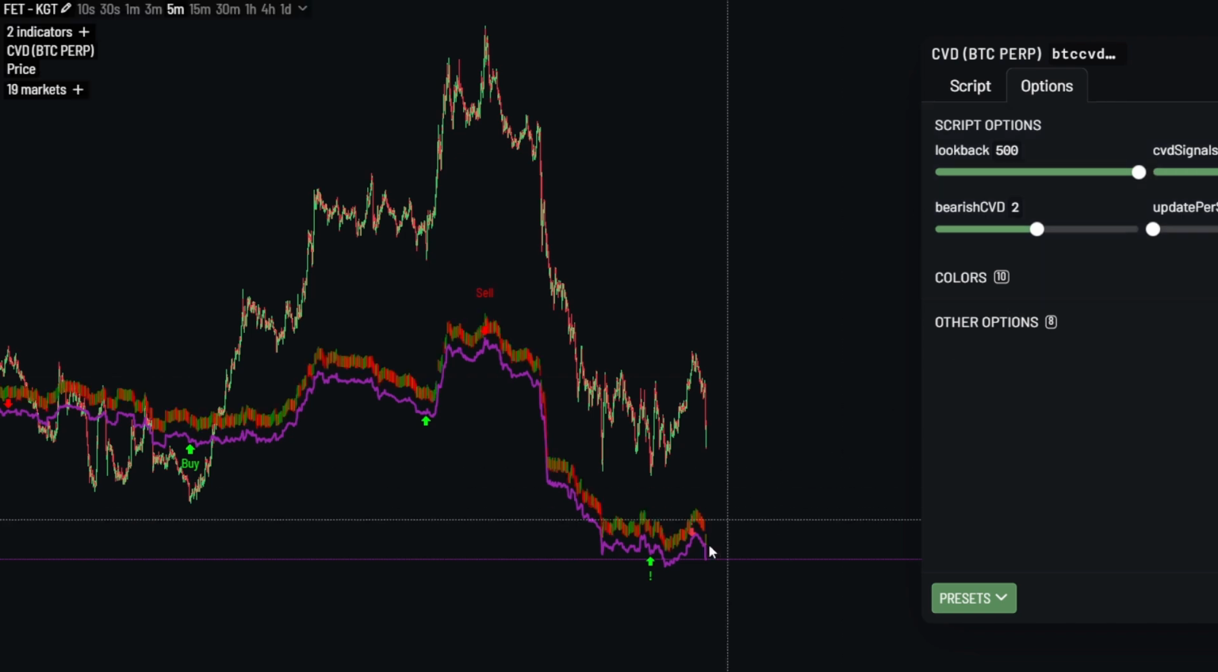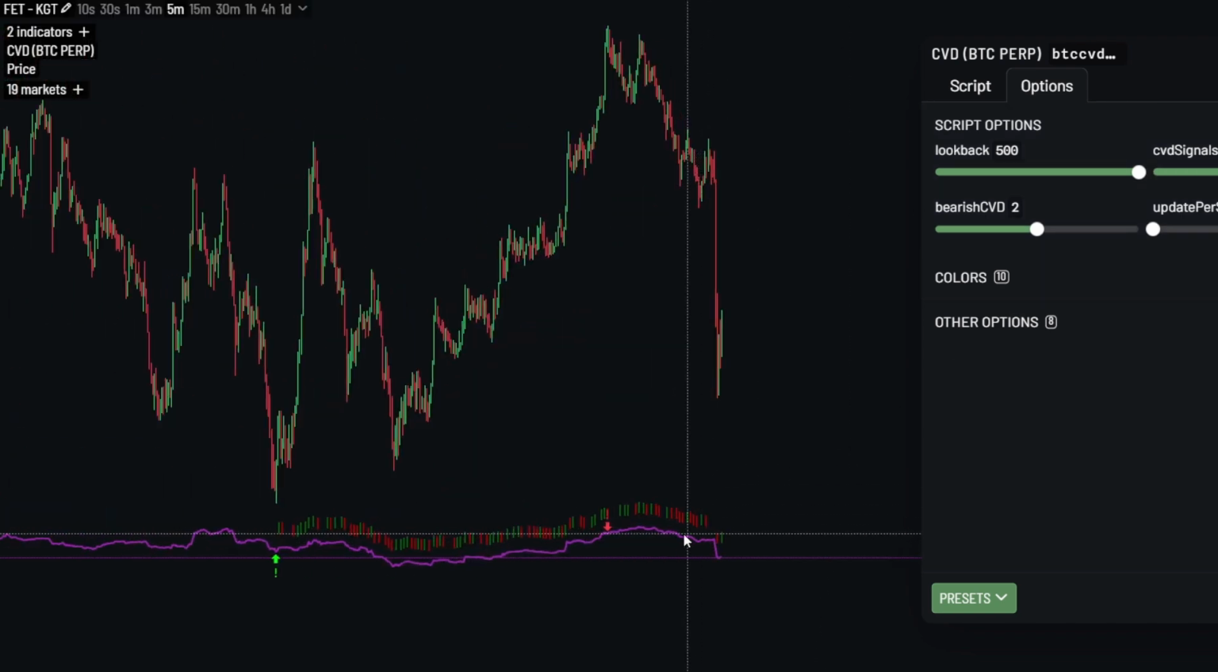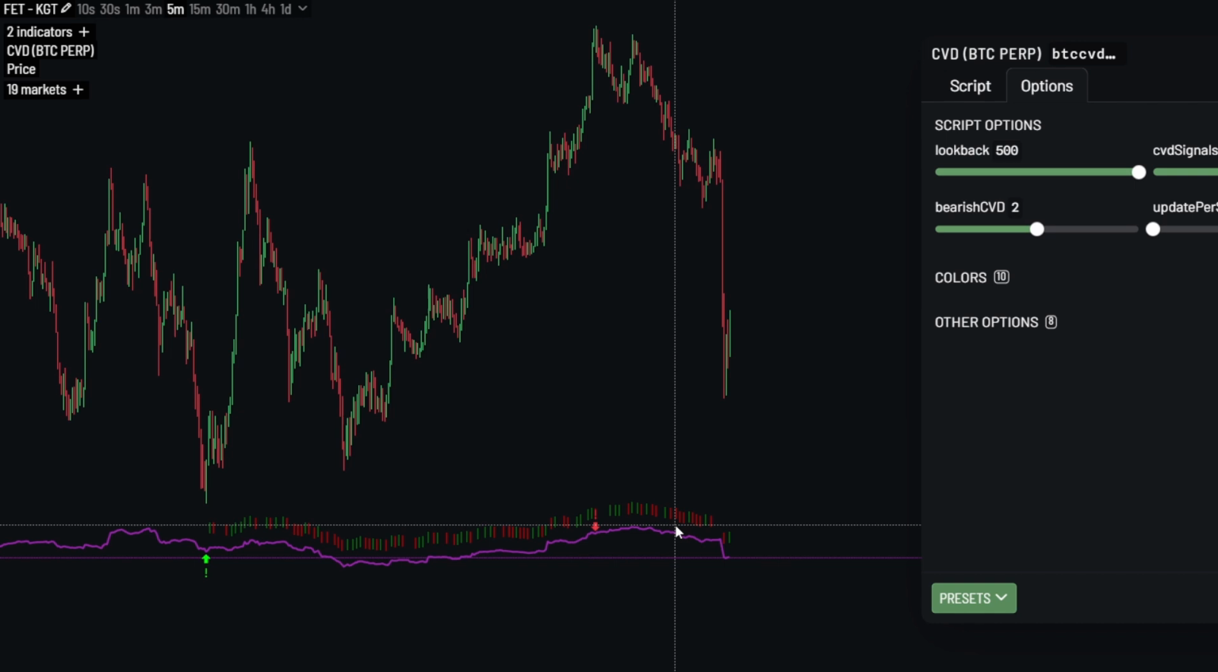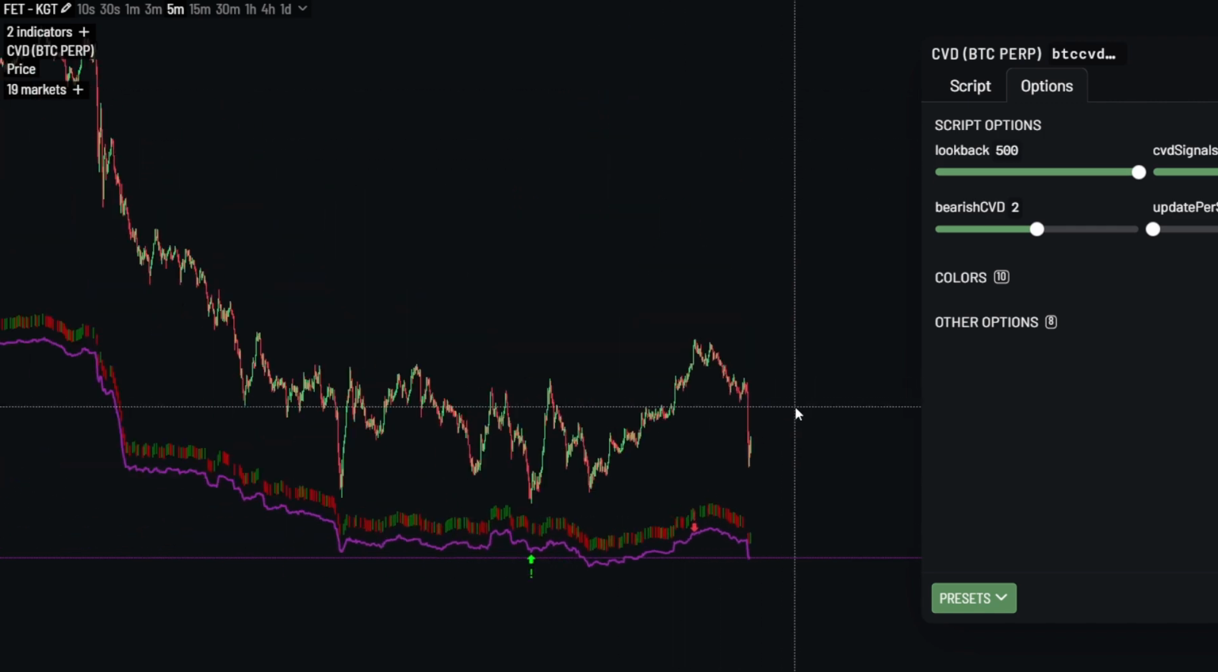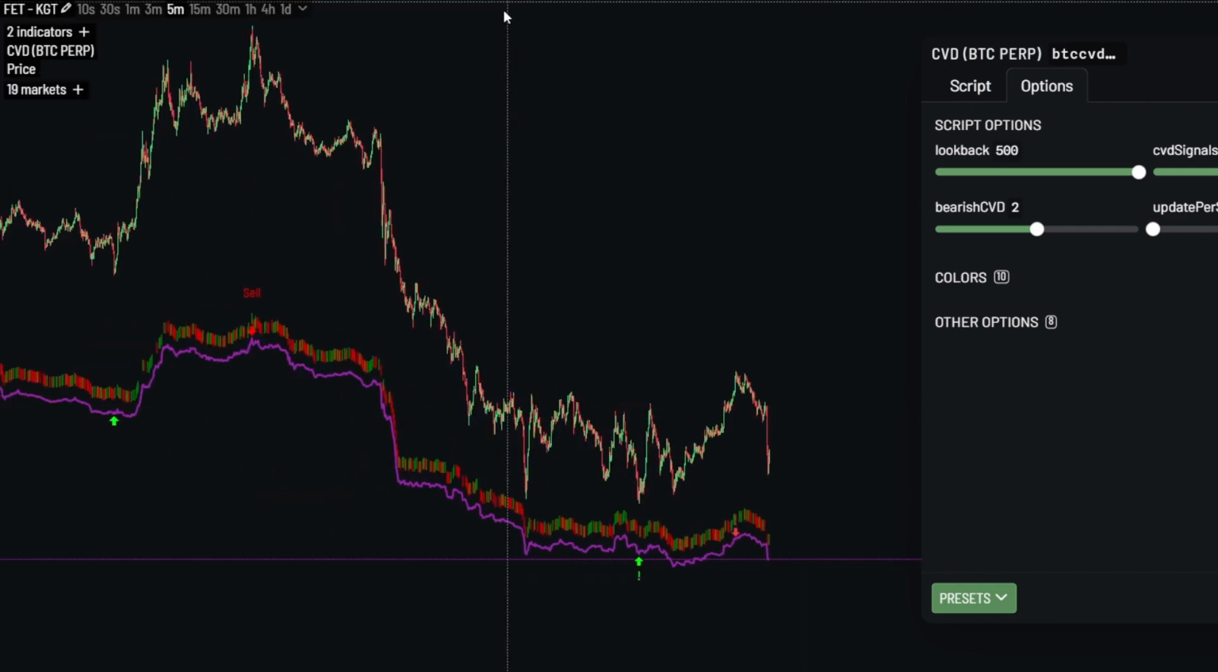And if we take a look at the accumulation of the sellers, we have several times sellers 3 bars at least, meaning the accumulation of sellers is increasing in this area, and here we go, booming towards the downside. That was it for FET.